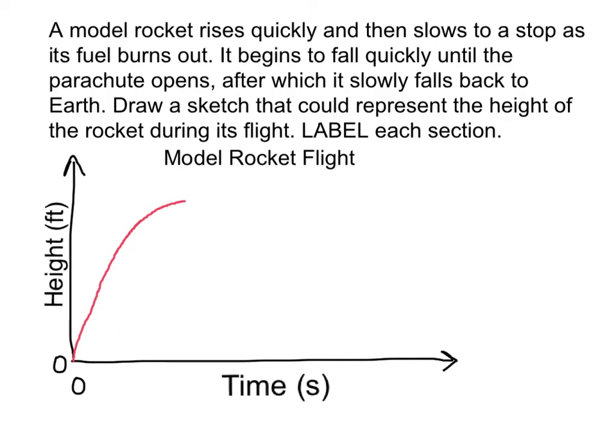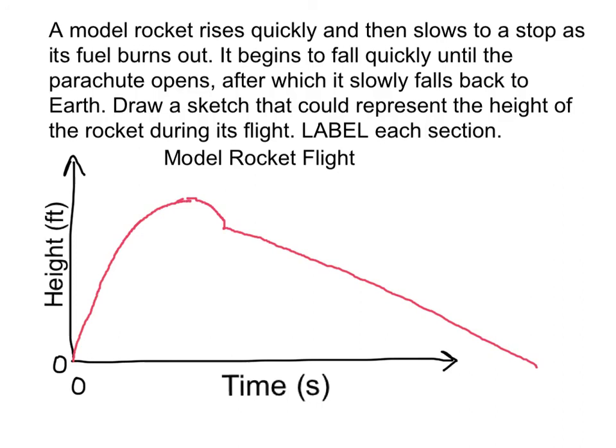Then it starts falling quickly. But then the parachute opens. Well, what happens when a parachute opens? It's not going to fall as rapidly. But then it falls at a constant rate until it falls back to Earth. So, let's graph what happened here.